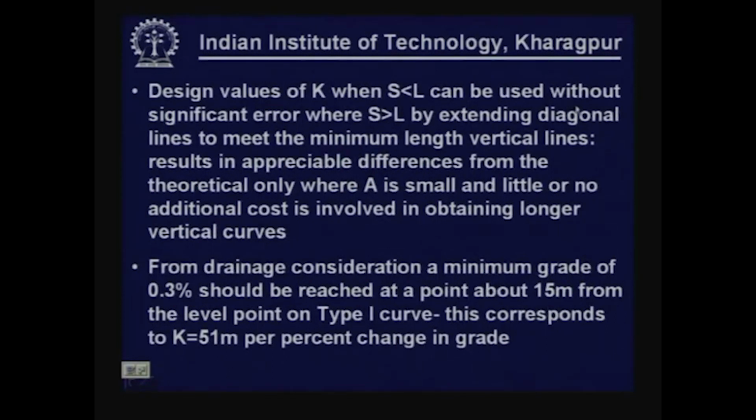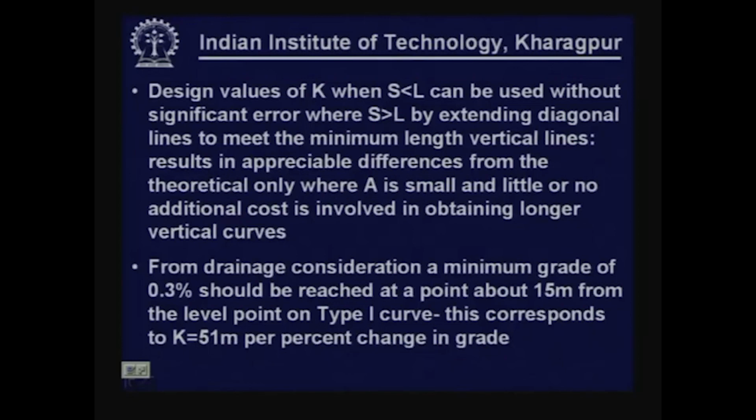I have mentioned it once again, design values of K when S less than L can be used without sufficient error, where S greater than L by extending diagonal lines to meet the minimum length vertical lines, and this results in appreciable difference from the theoretical calculation only when A is small. So, if we draw the theoretical curves that take a turn towards the left and that gives value even 0, so these vertical terminal adjustments are made.